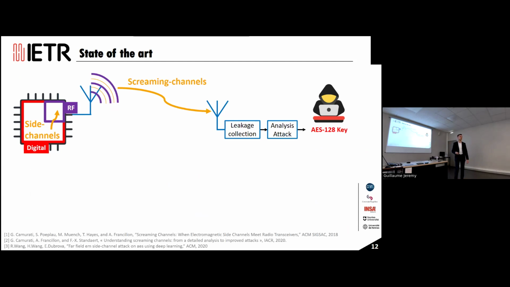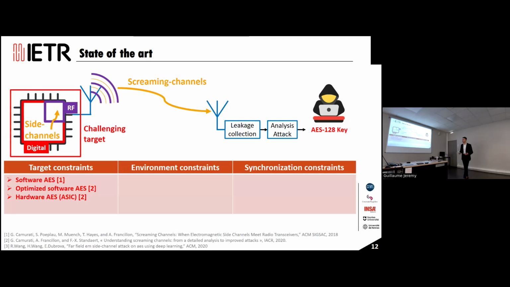So in this state of the art, after the initial paper that demonstrated that we can recover an AES key from the leakage transmitted in the screaming channels, Giovanni Camurati and Paul studied this attack on different implementations of the AES. For example, a software implementation of AES compiled with optimization, or a hardware AES.